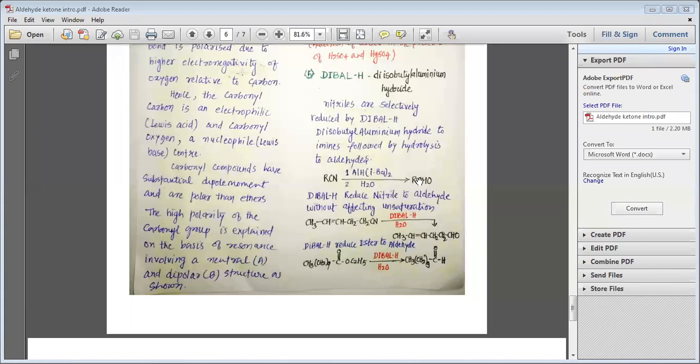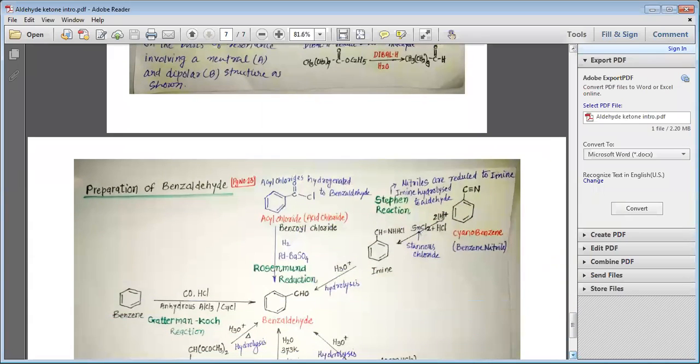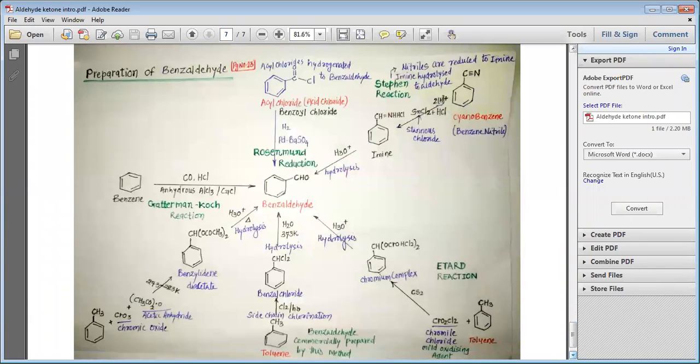The nitriles are converted to the aldehyde by DIBAL-H without affecting any unsaturation present in it. So DIBAL-H selectively converts nitriles into the aldehyde. Same way, DIBAL-H also reduces esters to the aldehyde. So you can see here that an ester with 13 carbons is simply converted to an 11 carbon aldehyde by its reaction with the DIBAL-H.